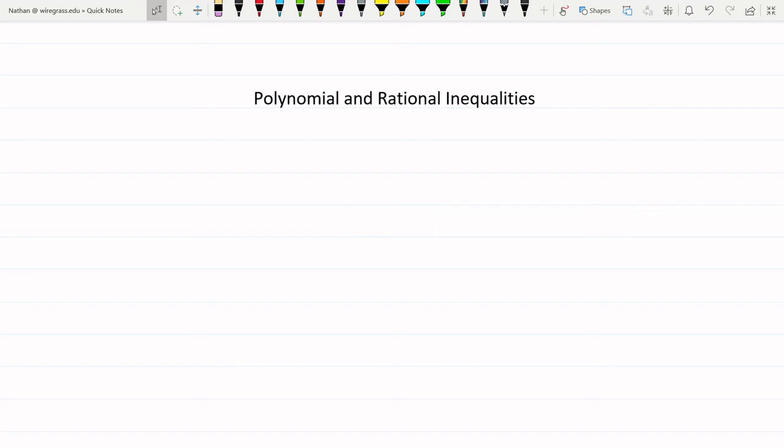Polynomial and rational inequalities are the next step after considering linear inequalities. For linear inequalities, we just solve for the variable, and that gives us the solution set. But polynomial and rational inequalities have a little bit more to them that we need to do. First off, we need to find the boundary points.